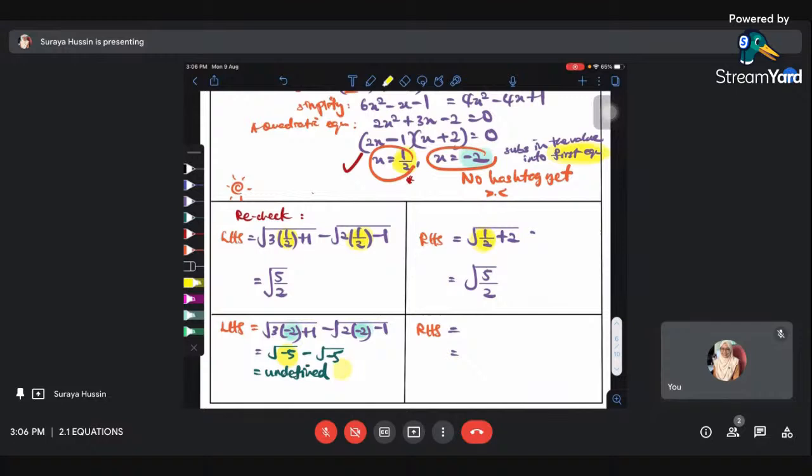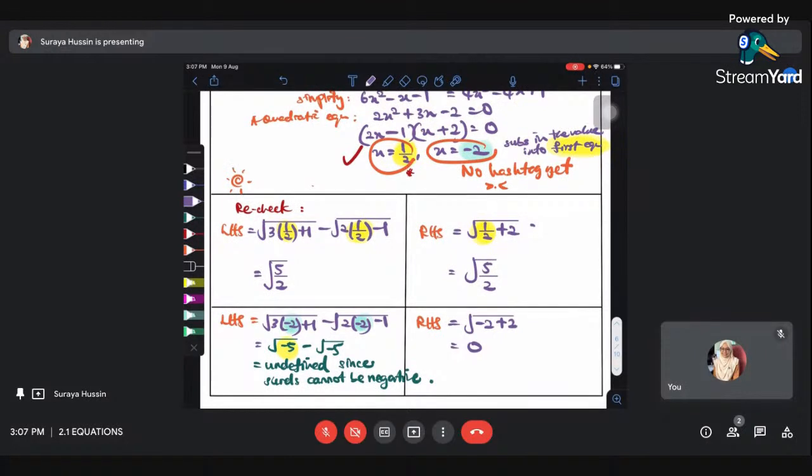Since Surds cannot, macam log tadi, since Surd cannot be negative. Itu je reason dia. It is undefined. Kita nak tengok right hand side. Kita dapat apa pula? Negative 2 tambah 2, we got 0. And obviously they are not the same. Therefore x equals to negative 2 is rejected.